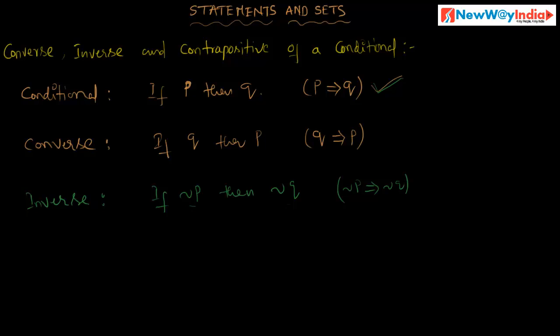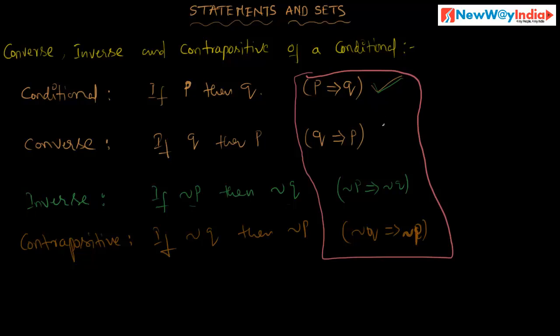Then the contrapositive. What is the contrapositive? The converse of the inverse. Observe here: if negation Q, then negation P. It is the contrapositive of the conditional. Symbolically, negation Q implies negation P. So if P implies Q is a conditional, then Q implies P is the converse, negation P implies negation Q is the inverse, and negation Q implies negation P is the contrapositive of this conditional.